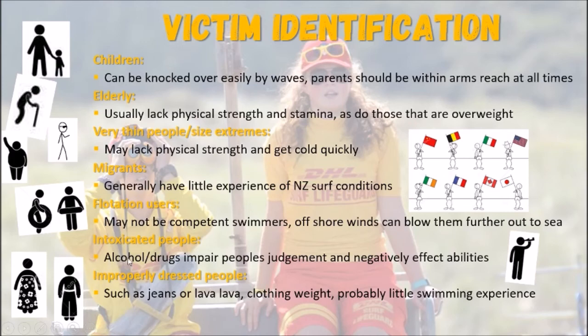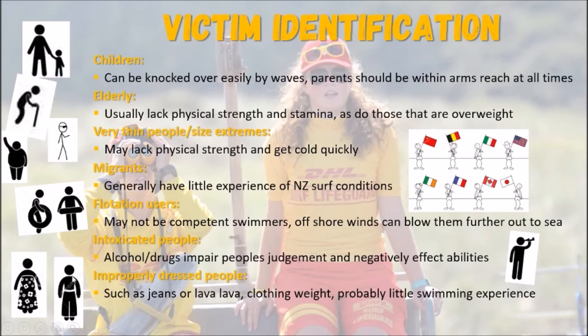Intoxicated people. Alcohol and drugs impair people's judgment and negatively affect their abilities. Their swimming is now sloppy, their breathing is hard, their heart's working overtime. All of those things make it a really bad idea for people to be drinking in the water, or on drugs and in the water.